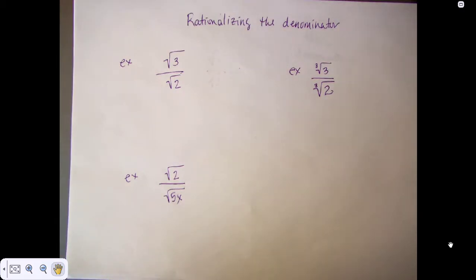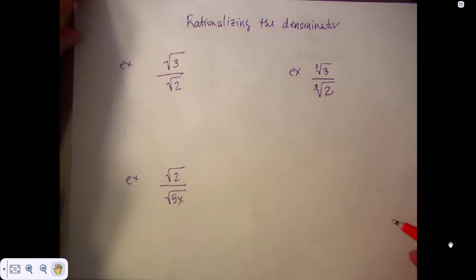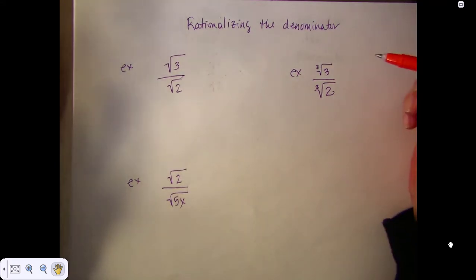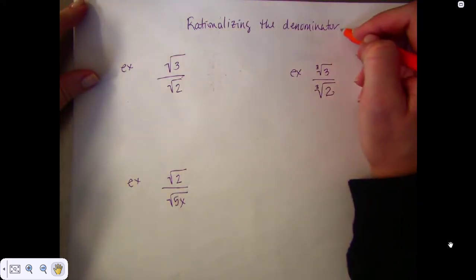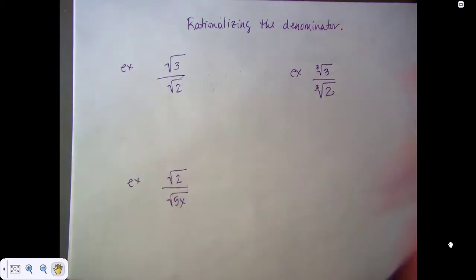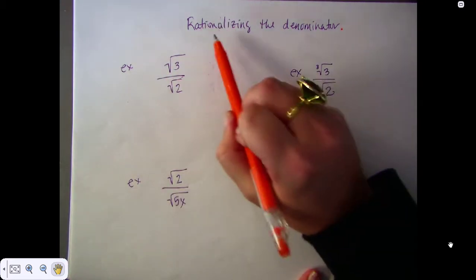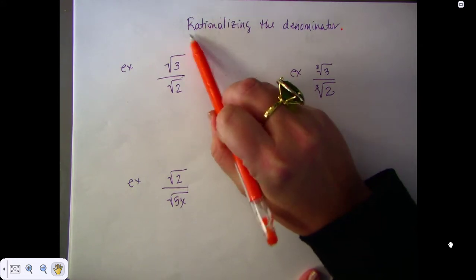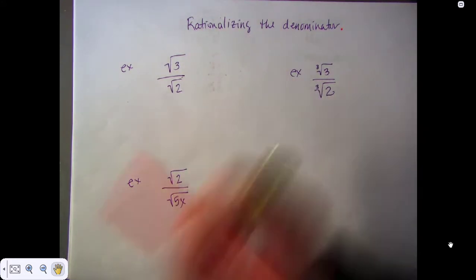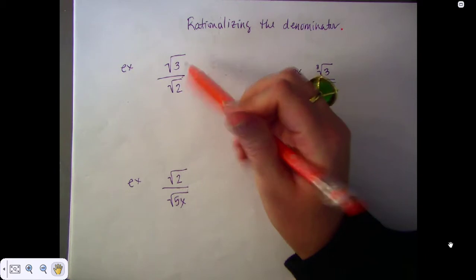Okay, part 2 of 6.2, rationalizing the denominator. That's going to be your instructions. So what that means is you're going to take something that is not rational and make it rational. So we are rationalizing the denominator. And these two are some pretty common ones that you're going to see.